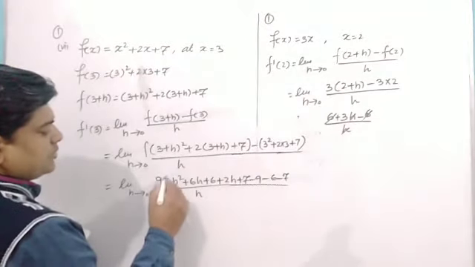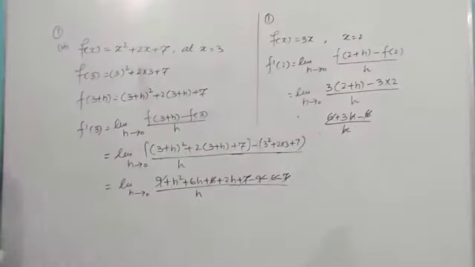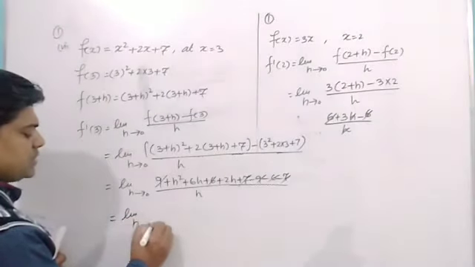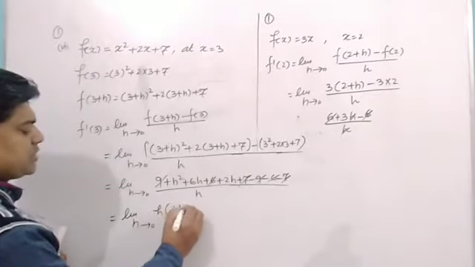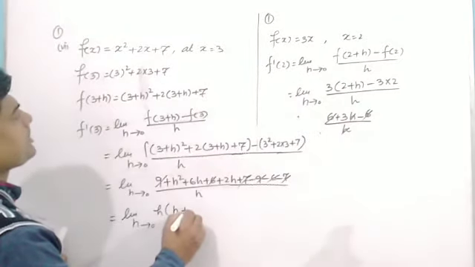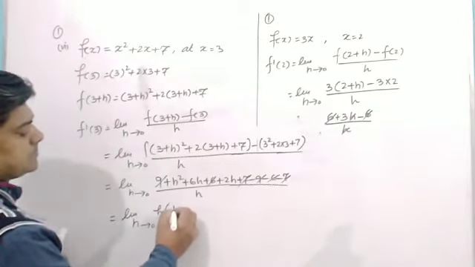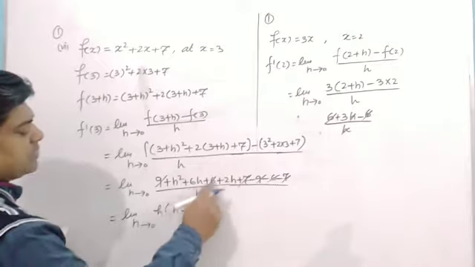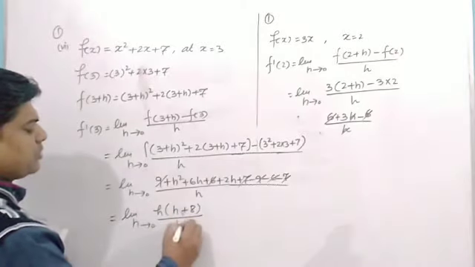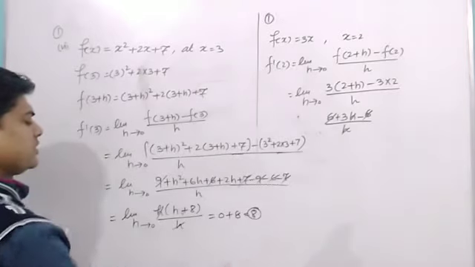So 9, 9, 6, 6 and 7, 7 can be cancelled. And in whatever terms are left, I'll have h common. So limit h tends to 0, h will be common: h plus 6 plus 2, that is 8. So I can write 8h upon h. They can be eliminated. Now you can put h equal to 0. So 0 plus 8, that is equal to 8.